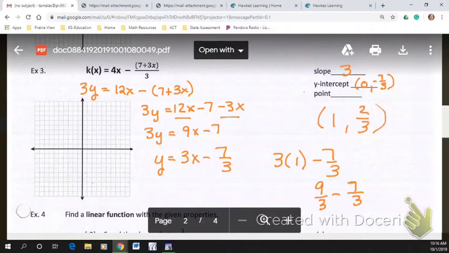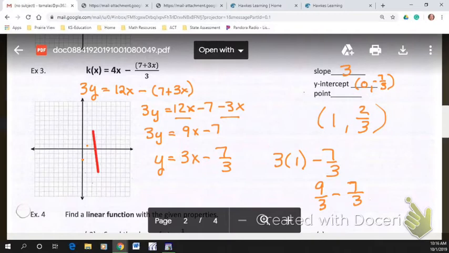So there's a point. Okay? So now I could use the intercept and that point to make my graph if I wanted. So 1 2/3 would be right in here, like that. And my intercept is at negative 7/3, so that's about negative 2 1/3? So there's 2 points, and I can make my line based off those 2 points.